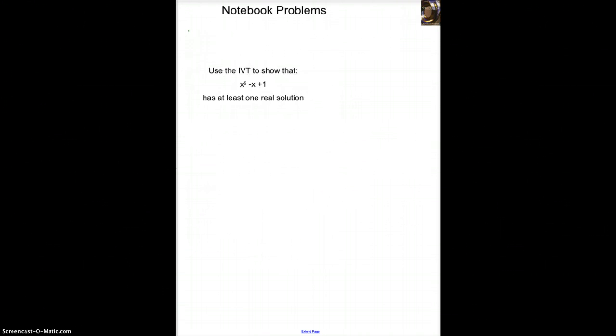All right, your turn. Use the intermediate value theorem to show that this has at least one real solution. When you're done, turn off the tape, finish your homework.